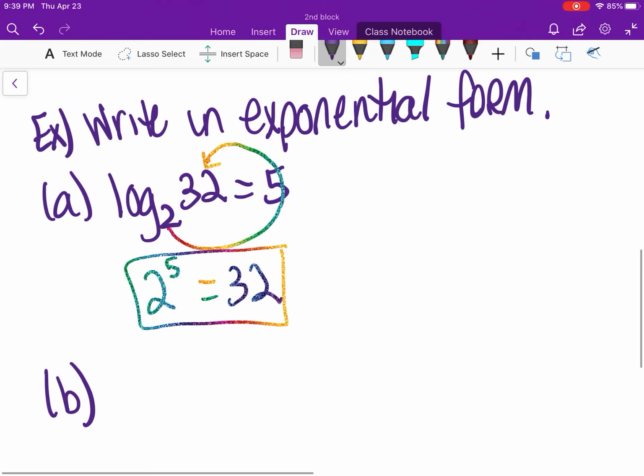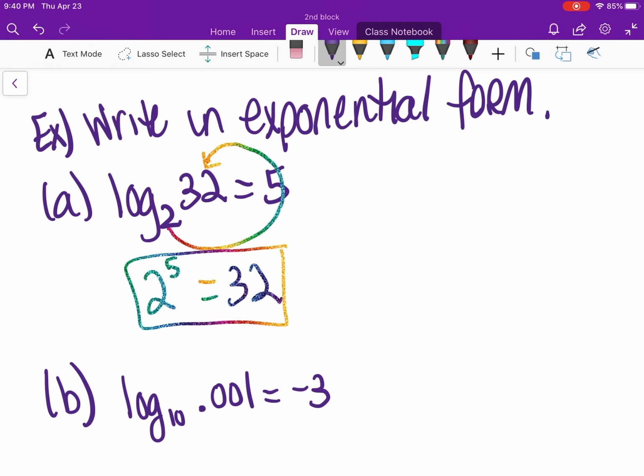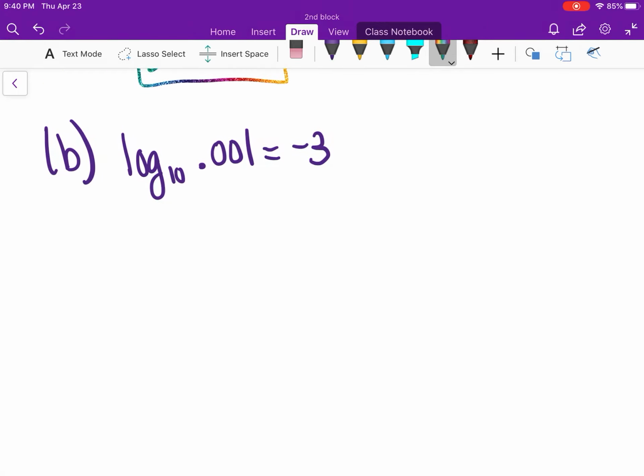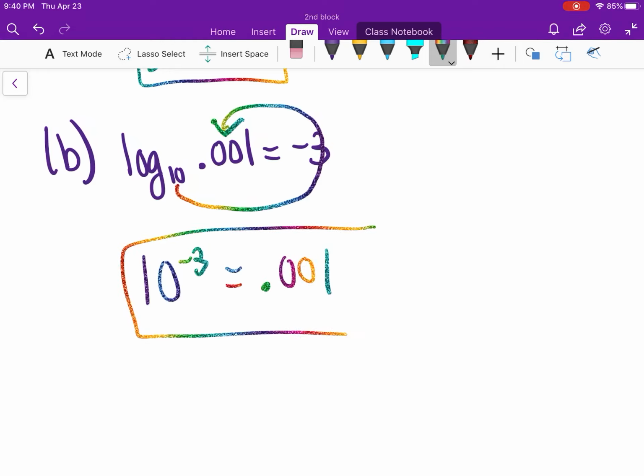Okay, let's look at one more. Log base 10 of 0.001 is equal to -3. Okay, curly fry again. You start at your subscript. 10 to the -3 equals 0.001. That's your answer.